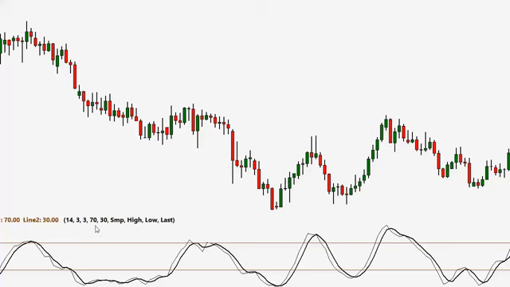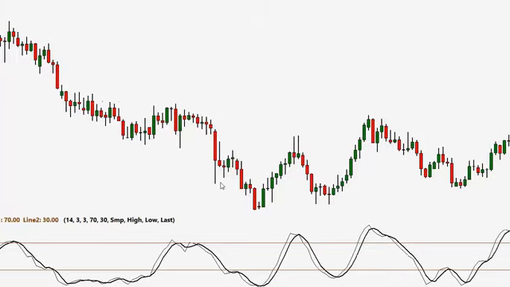We're also using the numbers 70 and 30, and that's going to represent the overbought and oversold lines. Over here, this is our 70 line. This is our overbought line. Down here is our oversold line. That's the 30 number. So what are we looking for?